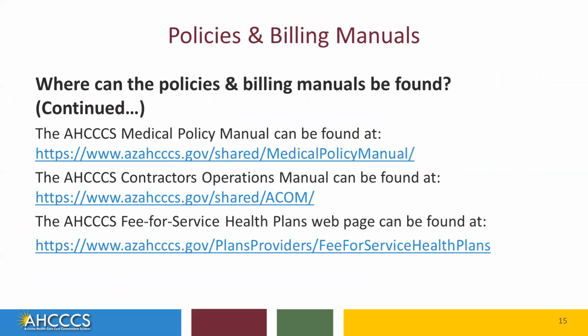Policies and Billing Manuals. So where can the policies and billing manuals be found? We have the AHCCCS Medical Policy Manual, of course, also known as AMPM. We have that link listed for you. AHCCCS Contractors Operations Manual, also known as ACOM. We also have that link. And again, we have the Fee-for-Service Health Plans webpage that can be found at the link listed at the bottom.